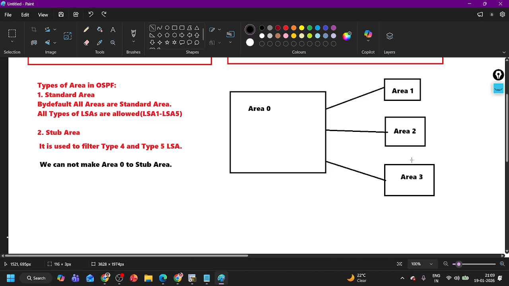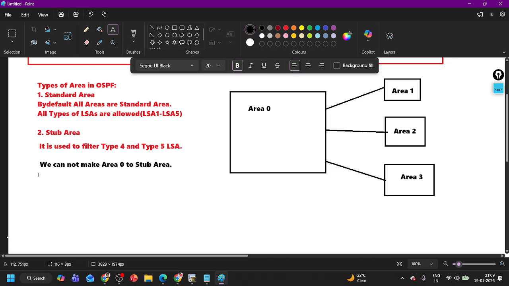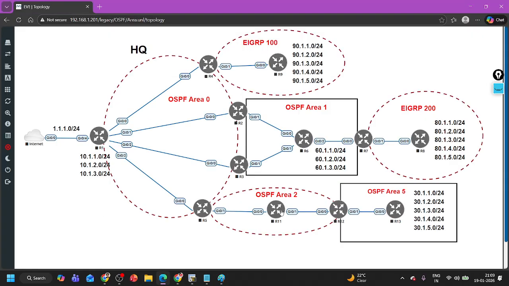Another thing is we cannot configure a stub area where a virtual link exists. Later you are going to learn the virtual link as well. A virtual link is nothing but a feature used to extend area 0, like in my topology. Here you can see we have area 2 and here we have area 5. I don't have the backbone area in between area 2 and area 5.